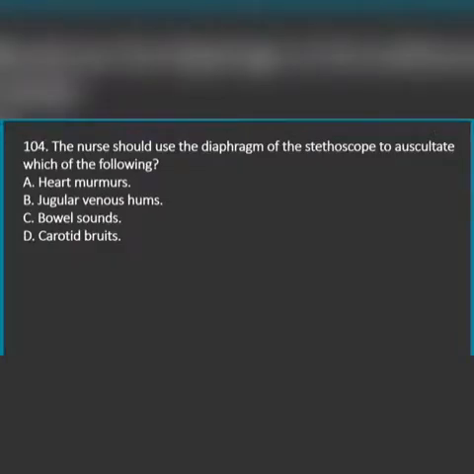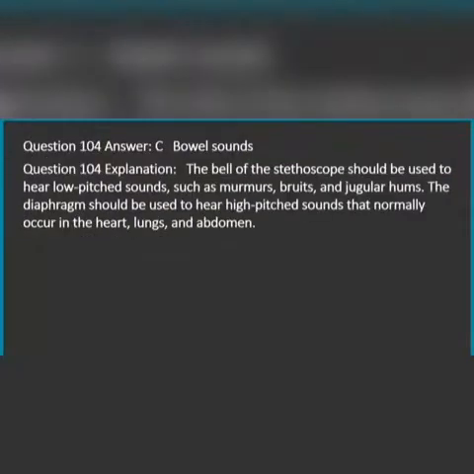Question 104. The nurse should use the diaphragm of the stethoscope to auscultate which of the following? A. Heart murmurs. B. Jugular venous hums. C. Bowel sounds. D. Carotid bruits. Question 104. Answer: C. Bowel sounds.